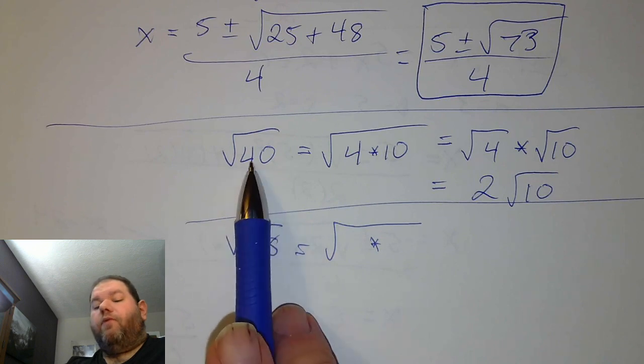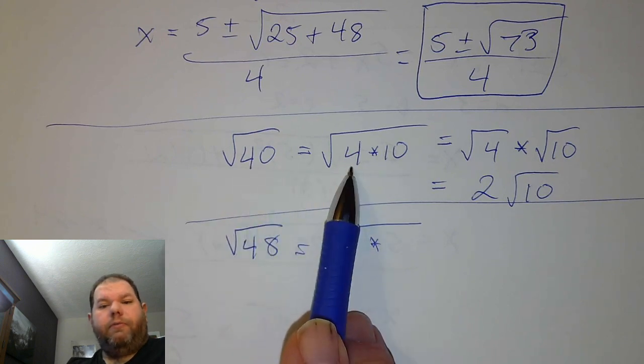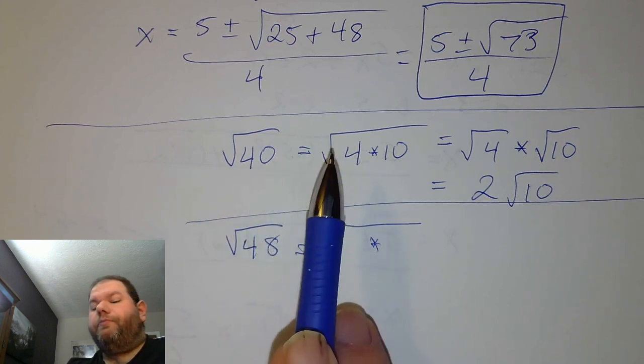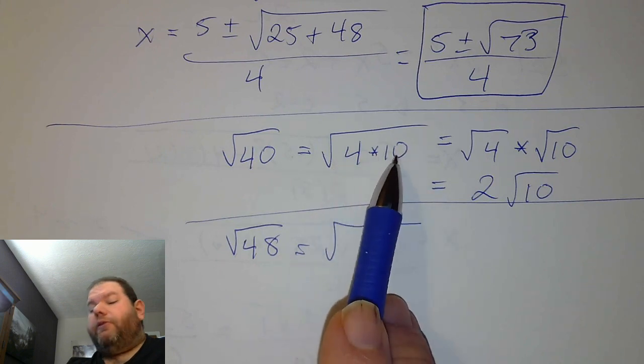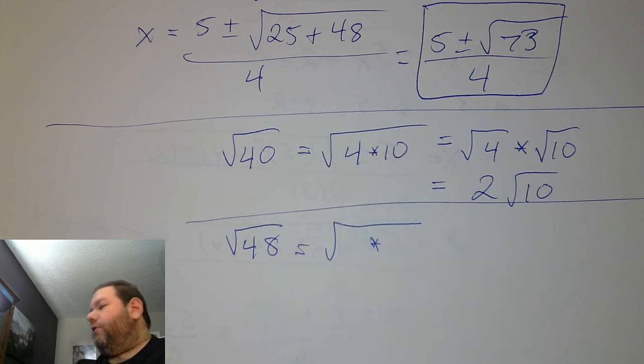So we know that from 40, 4 is a perfect square because the square root of 4 is 2. And that left us with a 10 after that. So we could do 4 times 12. That is one possibility. But it does turn out that 16, that is the better number, right?